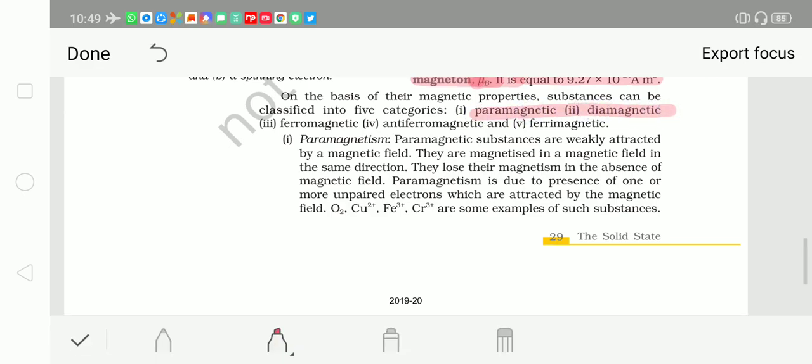They are paramagnetic, diamagnetic, ferro, antiferro and ferrimagnetic materials. First is paramagnetic material, paramagnetism. What are paramagnetic materials? They are weakly attracted when you place them in the external magnetic field. Why are they weakly attracted? Because there are free electrons with some magnetic moment, and they align themselves in the same direction as the external magnetic field. Because of this, they are weakly attracted towards the external magnetic field. What is the reason behind it? Because they have one or more unpaired electrons. Clear? So these are the paramagnetic substances.